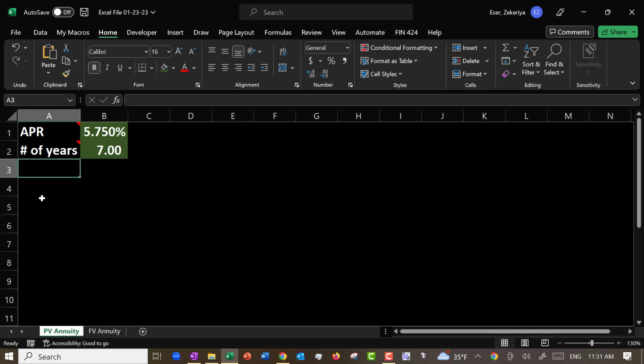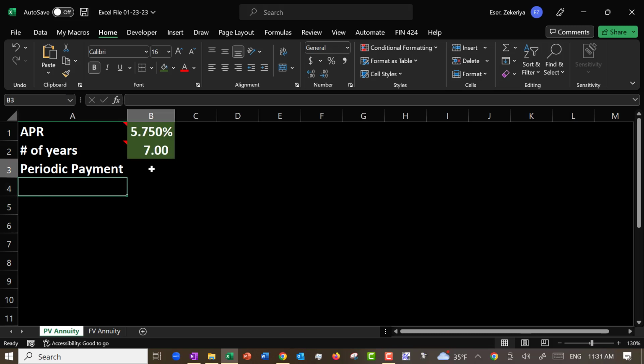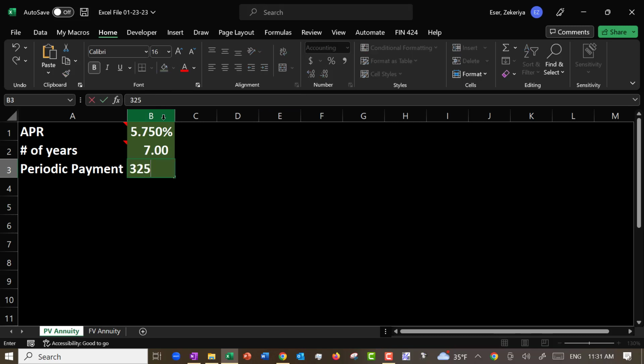Again, you know what I'm going to do. Another input I'm going to have is periodic payment, and I'm going to put a dollar format on that and make it green. $325.